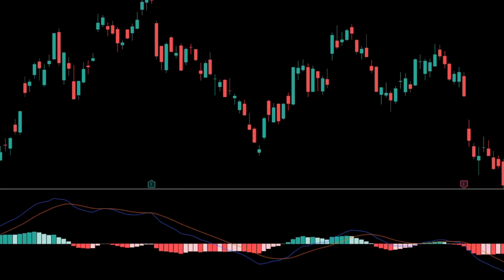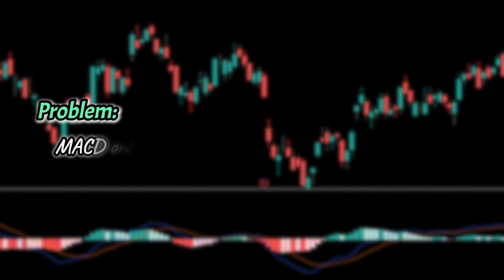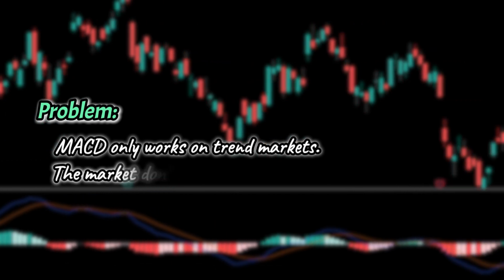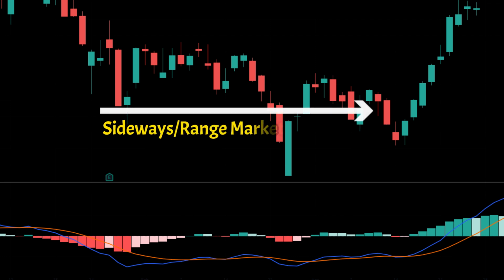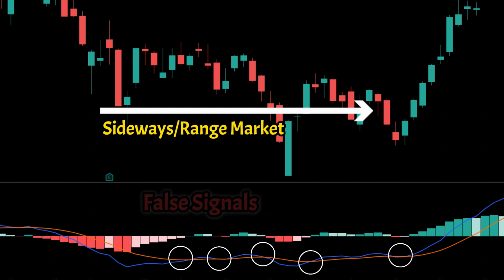It looks like a good and simple strategy. However, there is a common problem: it only works on trending markets. As we all know, markets don't always go in a simple trend. It can move sideways like this. In this situation, the MACD strategy works terribly. MACD lines cross frequently and it shows too many false trade signals.